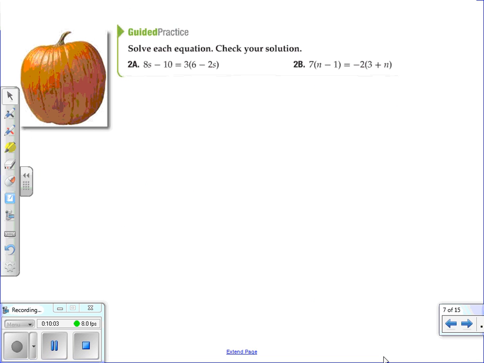Here's some guided practice for you guys. There are 2 problems. Good luck with these. Pause the video, get them done, and then start it back up.